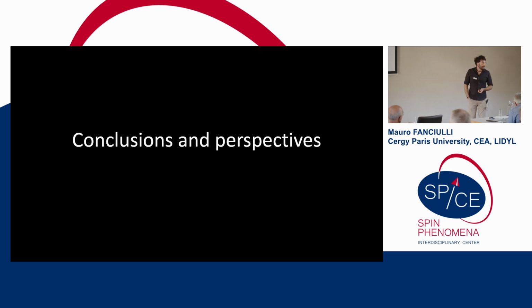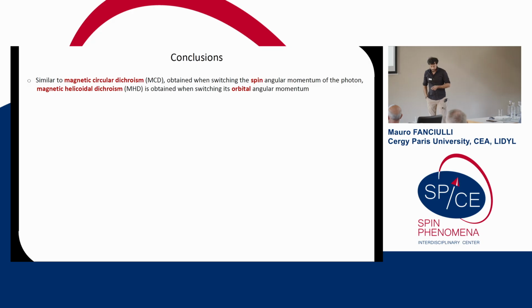So I maybe was on time, maybe even shorter, but so I come to conclusions. Similar to circular dichroism in magnetism, where you switch the spin angular momentum of the photon and you look at some effects, we have shown that also when you now change the values of OAM, you get different types of effects in magnetic scattering that we call magnetic helicoidal dichroism.